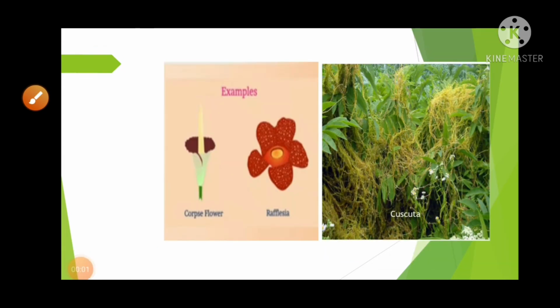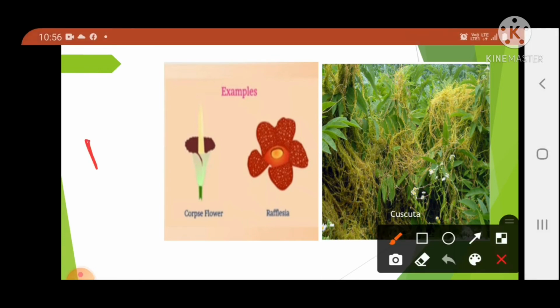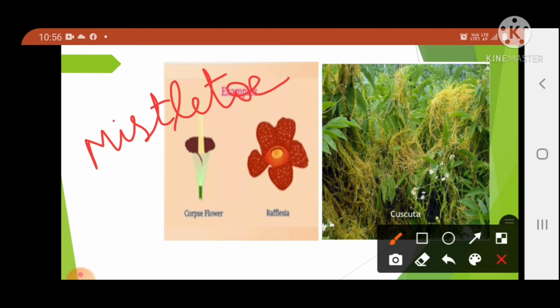Here you can see some other examples: Cough's flower and Rafflesia. There is a plant named mistletoe which is partially parasitic. Why? Because it can make food itself but gets water and minerals from the host plant.